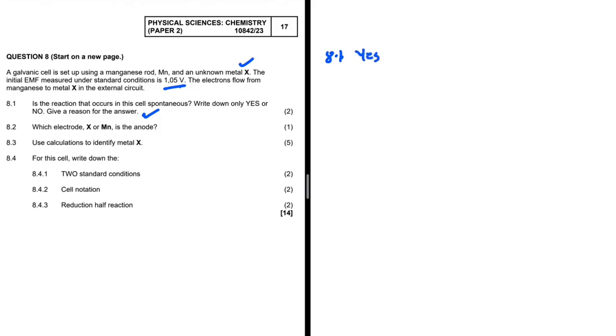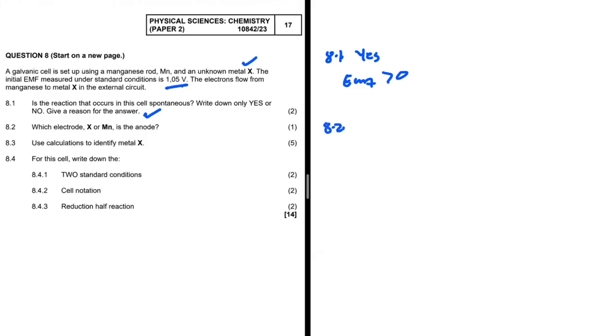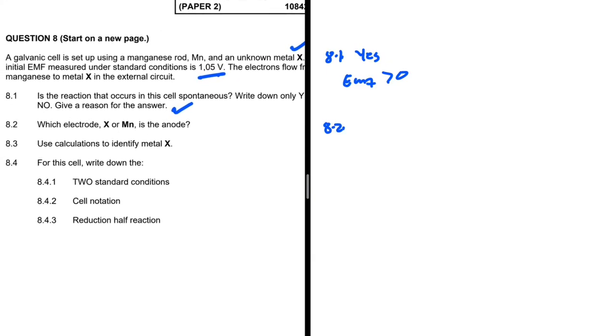Yes, it is. And why do we say so? EMF is greater than 0. If the EMF in this cell is greater than 0, then the cell is spontaneous. This reaction does not need any external energy for it to occur, right? It does not need a power supply, unlike in an electrolytic cell. That is 8.1.